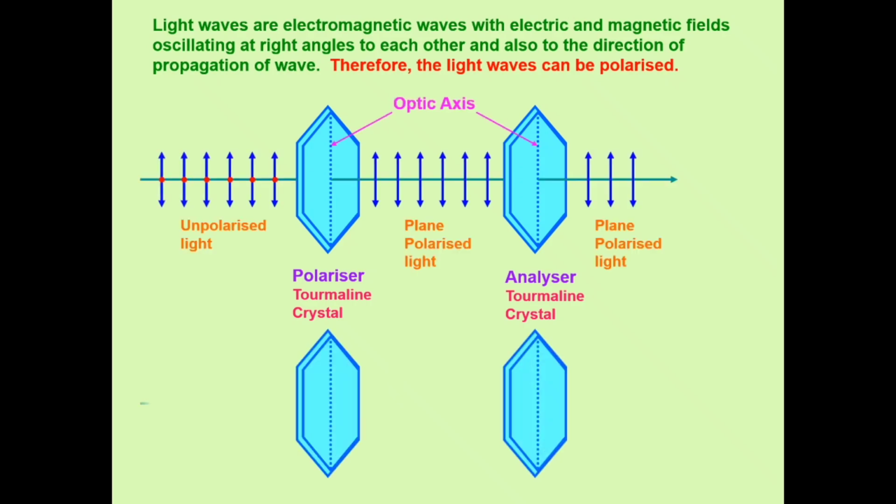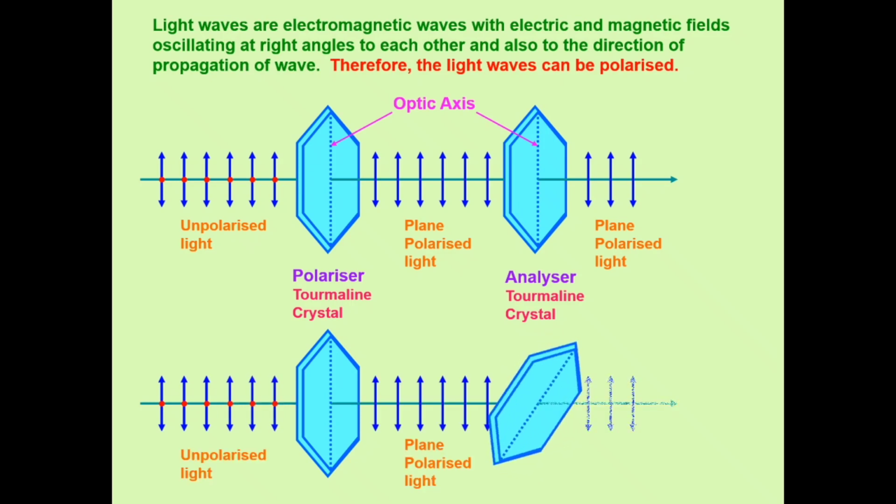Here I will take a tourmaline crystal as a polarizer. In unpolarized light, there are two vibrations: one perpendicular and another parallel. If the light passes through the polarizer, you see the parallel ray comes out but the perpendicular is blocked, so the intensity of the unpolarized light becomes half through the polarizer and it becomes polarized.